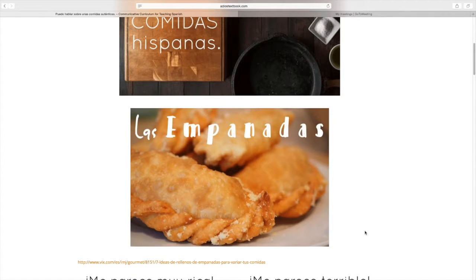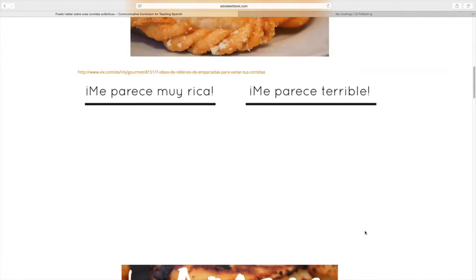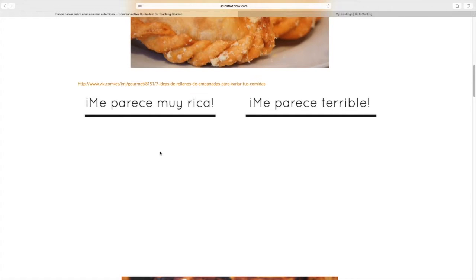Say, it is your option to decide whether you like them or don't like them. All students are going to get a form like this, that says it seems delicious and it seems terrible. And let them know there are many different options of empanadas.